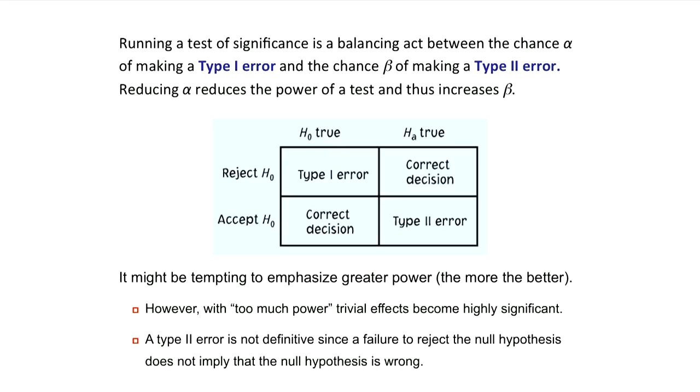It might be tempting to emphasize the idea of just trying to get statistically significant results, and many researchers fall into this trap. However, what can end up happening is if you continually design your experiments to influence the amount of statistical significance, in other words, if you continually try to increase the numbers of your sample, you can end up having a situation where very, very trivial effects become highly significant.